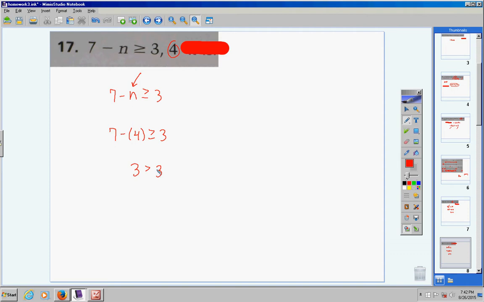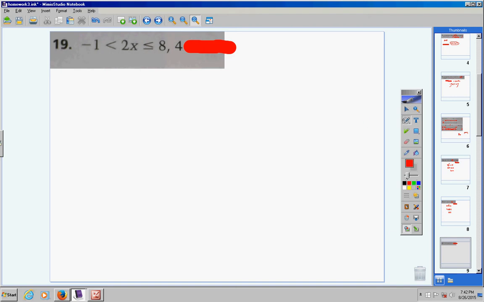No, that's false. But notice there's an equal sign here. So it's really 3 is greater than or equal to 3. Yes, that is definitely true. So yes, 4 is a solution to this inequality.